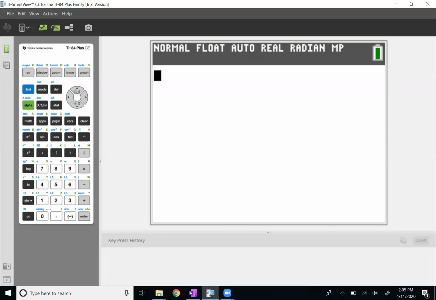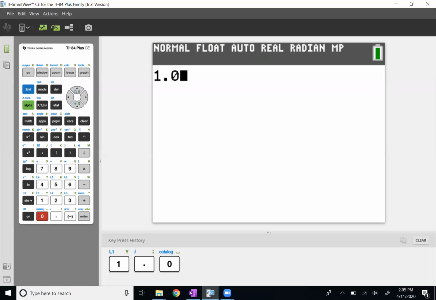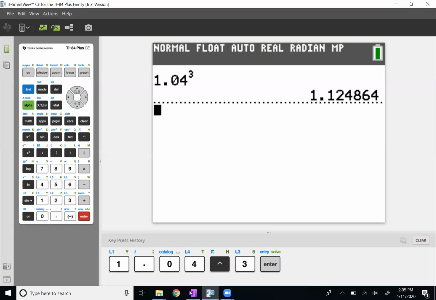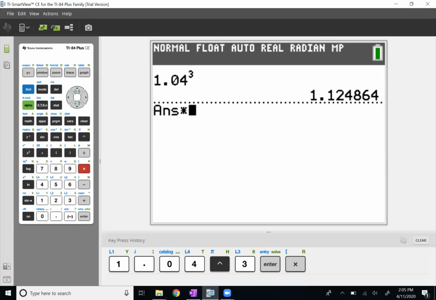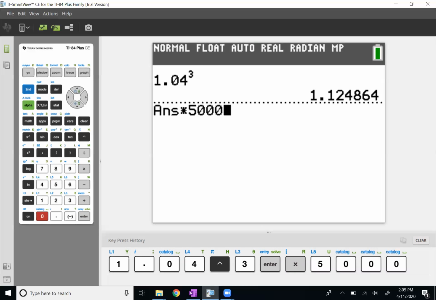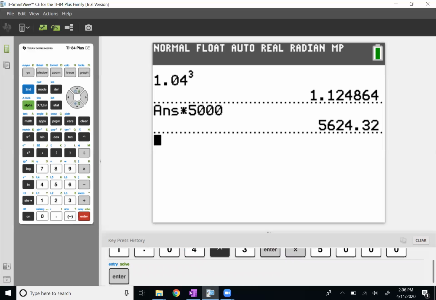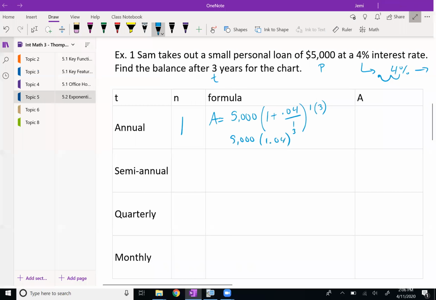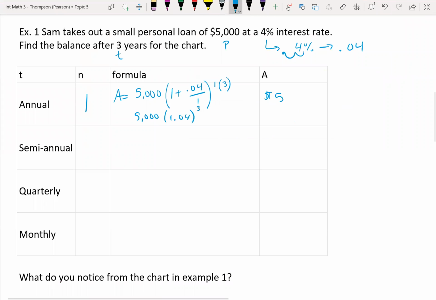So what you're seeing in this big screen here is what the little screen would look like, and my steps, the buttons I push, are going to be on the left-hand side. So on my calculator, I would hit 1.04 to the power of 3, hit enter, and then I would take that and multiply that by 5,000. Now, a cool thing about this calculator is when I hit multiply, it automatically assumes I want to multiply by my previous answer. So then I can hit 5,000 and enter. So I get this amount. So I've got $5,624.32.